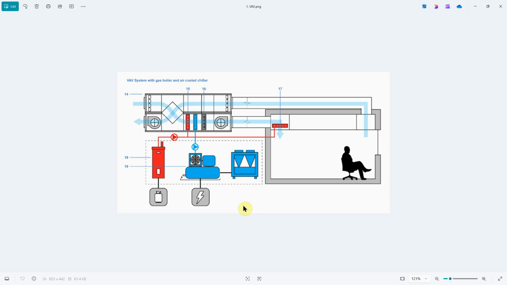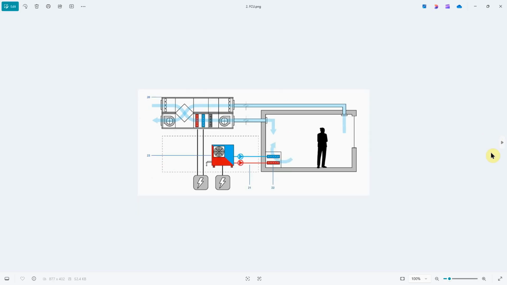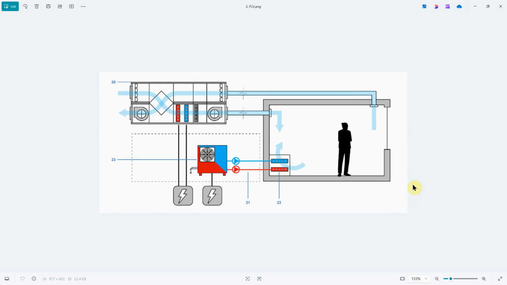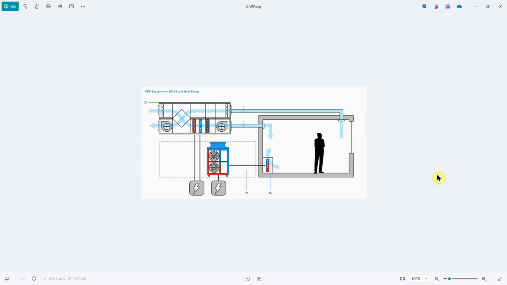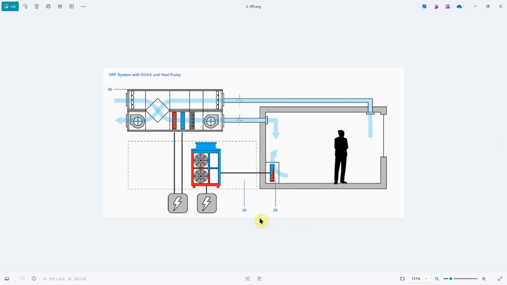The VAV system, you'll notice, so I'm going to go through all three of them right now. This is the VAV, variable air volume. This is the DOAS, dedicated outdoor air system with fan coil units. This is a fan coil unit. And this is the dedicated outdoor air system with variable refrigerant flow. This is the variable refrigerant flow. They look pretty similar, right?